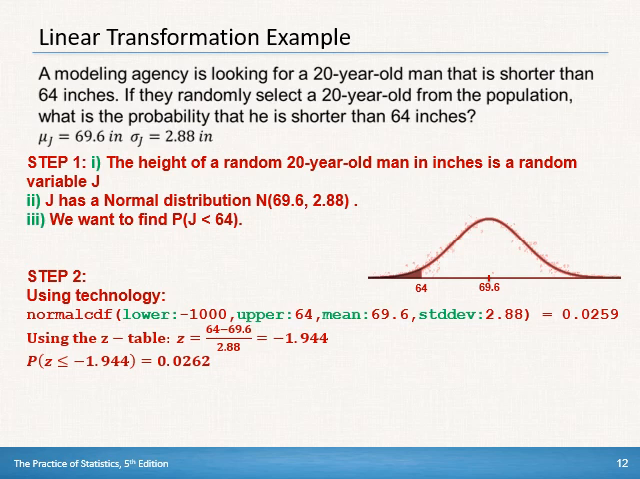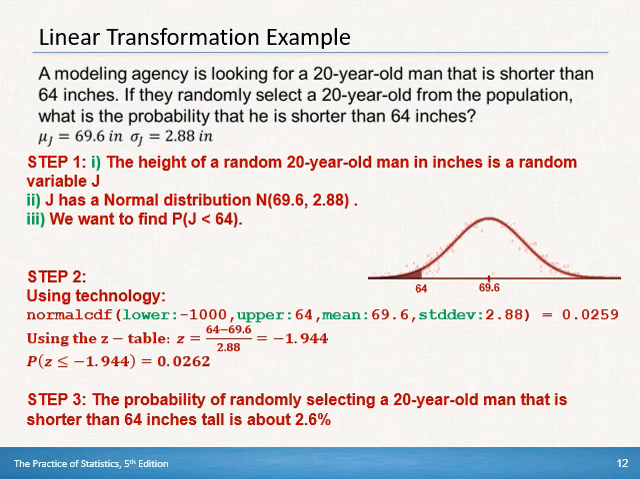All right, and then the last step is the conclusion. So you want to, in a sentence, answer the question that we posed up here: what is the probability that he is shorter than 64 inches? All right, so the probability of randomly selecting a 20-year-old man who is shorter than 64 inches is about 2.6%.